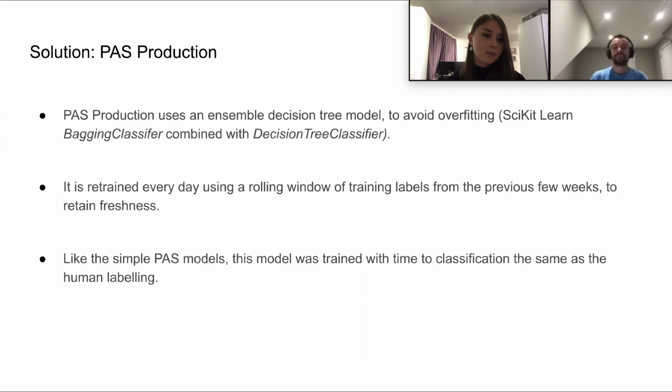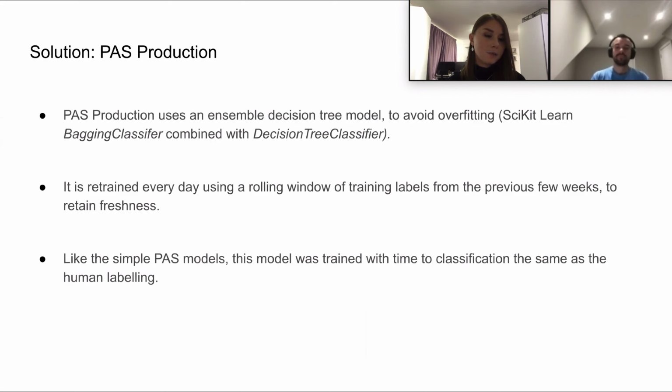The next iteration, pass production, was developed to address these limitations. Pass production uses an ensemble decision tree model to avoid overfitting. It is also retrained every day using a rolling window of training labels. This model uses scikit-learn bagging classifier combined with decision tree classifier.